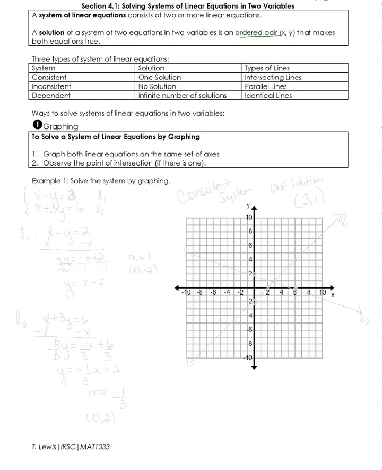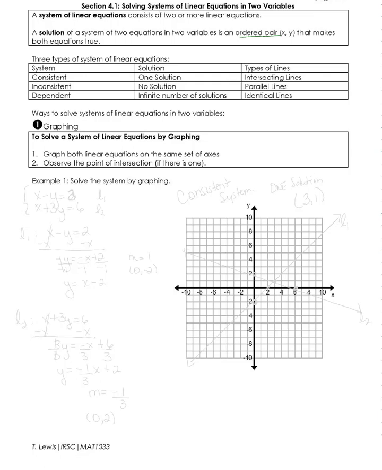So our first way we're going to look at is graphing. To solve a system of linear equations by graphing, number one, we're going to graph both linear equations on the same set of axes. Then number two, observe the point of intersection if there is one. If it intersects, it has one solution. If they're parallel lines, no solution. If they're identical lines, we have an infinite number of solutions.